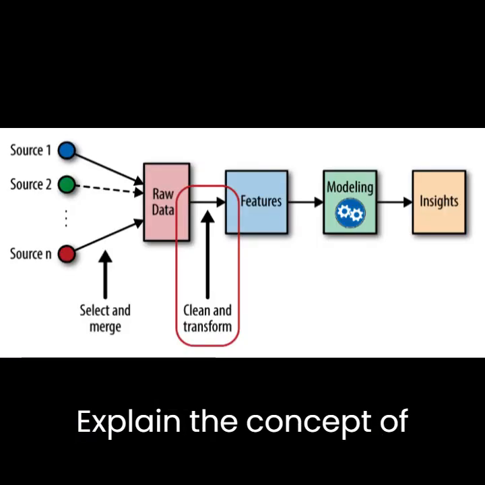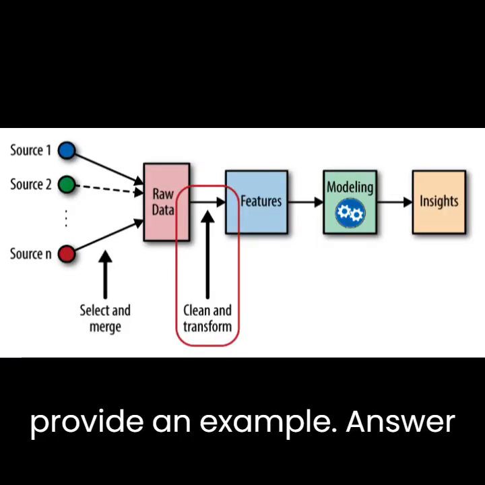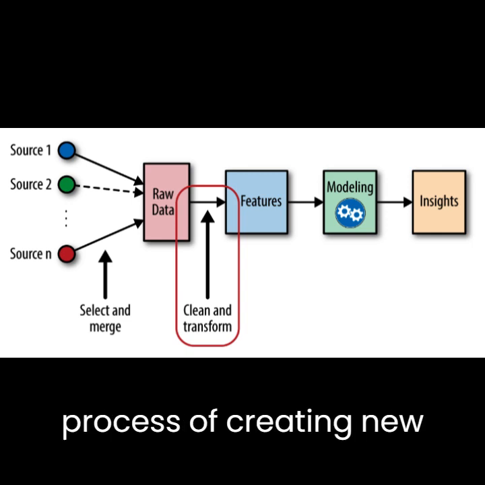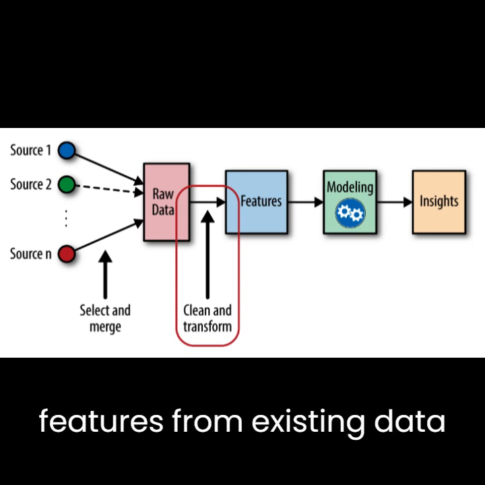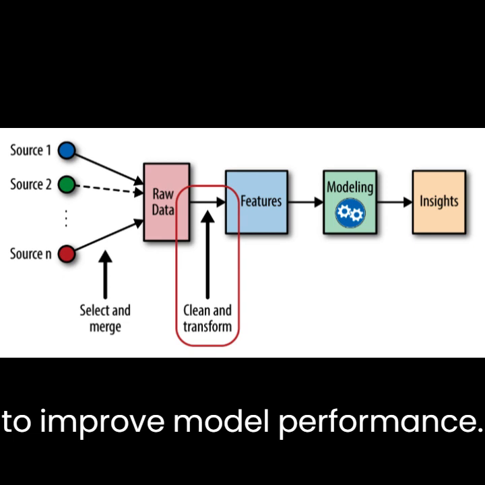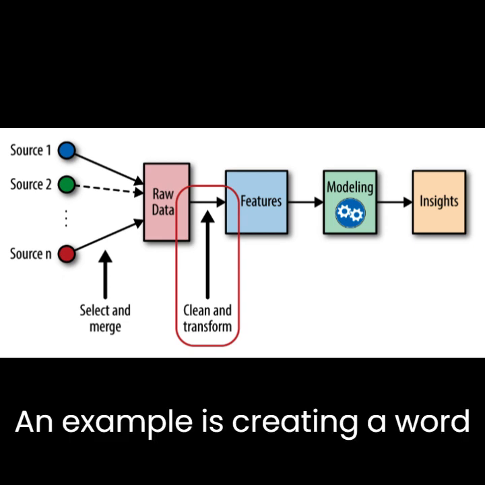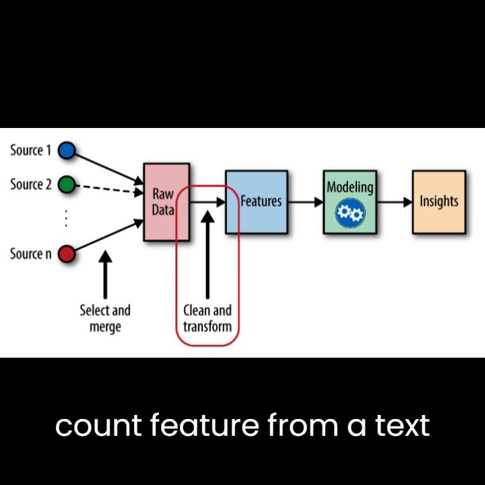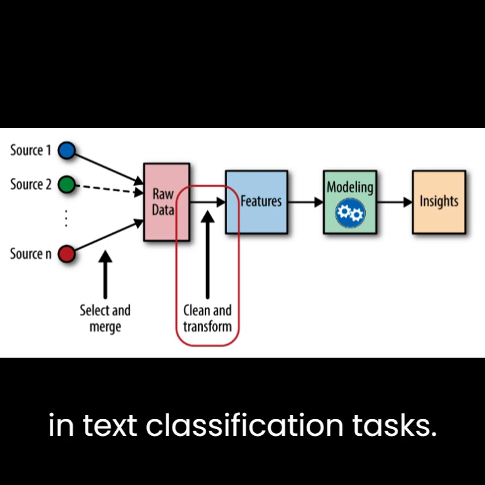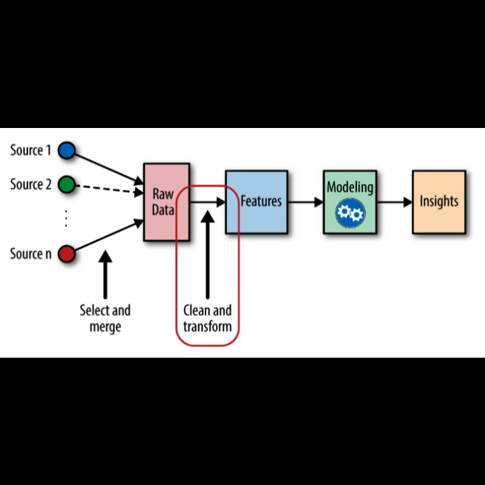12. Explain the concept of feature engineering and provide an example. Answer. Feature engineering is the process of creating new features from existing data to improve model performance. An example is creating a word count feature from a text dataset, which can be useful in text classification tasks.